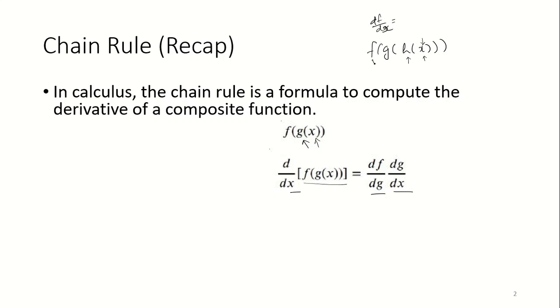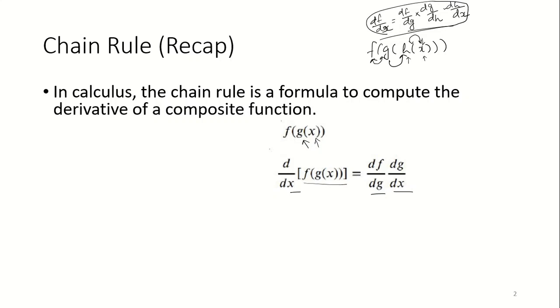First, we have to find the derivative of f with respect to g, that is df by dg, into the derivative of g with respect to h, that is dg by dh, into the derivative of h with respect to x, that is dh by dx. It's actually a recursive thing. It goes like this, and if we have any number of composite functions, we can follow the same thing.